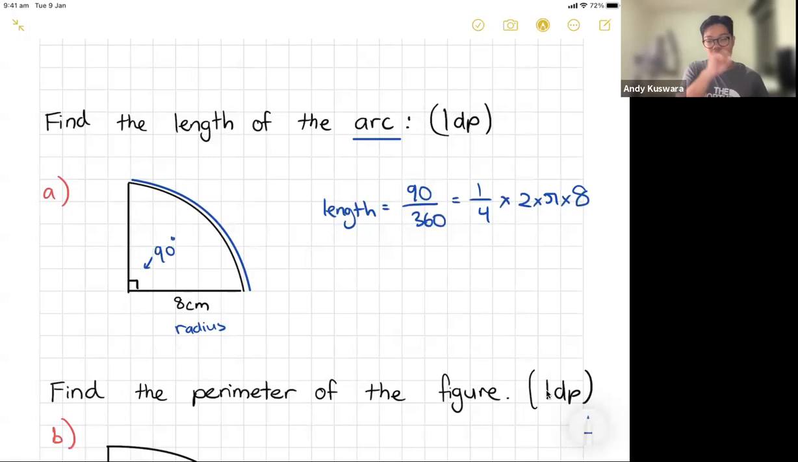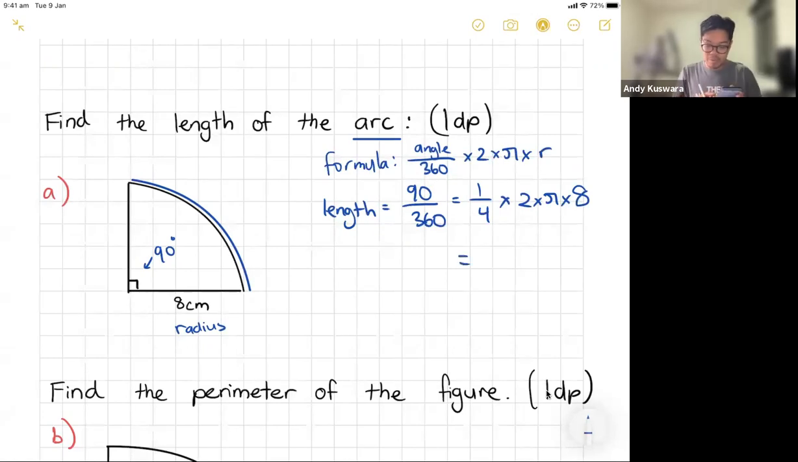And remember, a whole circle has 360. So I just simplified 90 on 360 to 1 on 4. And then I have my 2 times pi times r. So here, I'll write the formula so you guys don't get confused and you know exactly what I'm doing. It's going to be some sort of angle over 360 times 2 times pi times r, or pi times diameter, whichever one you want.